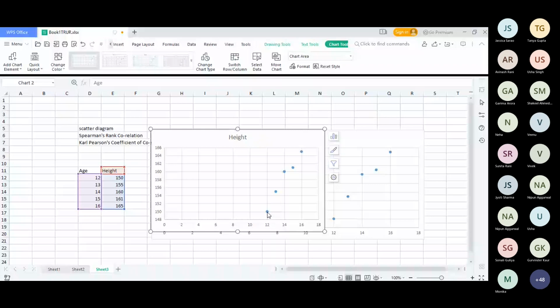So if we join all these points, it comes like a straight line, in which we can claim that it is positive in nature, we can have a positive correlation.